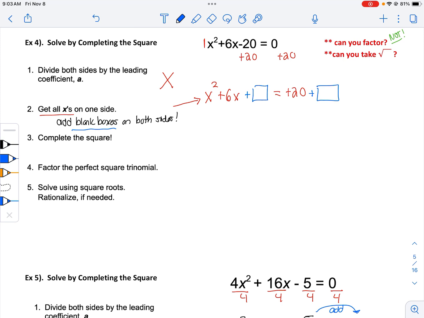Okay, so now filling in the blank boxes, that's what step 3 is. We call this completing the square. To fill in the blank box, we look at the b value. In this case, that's the 6. We divide that by 2, and we square that. So if I take 6 divided by 2, I get 3. If I square that, I get 9. So that 9 is what I'm going to be adding into both of those blank boxes.